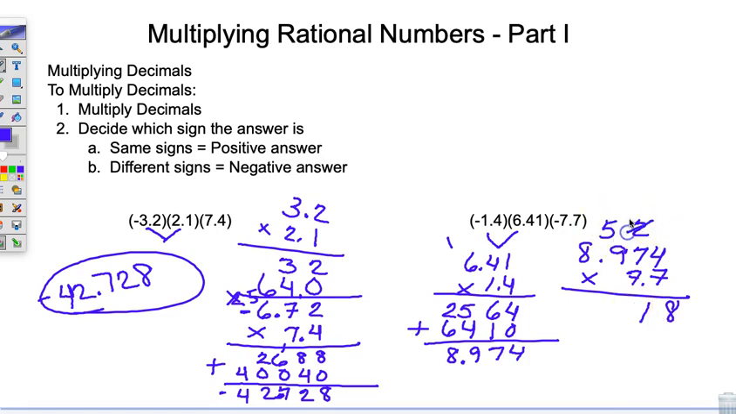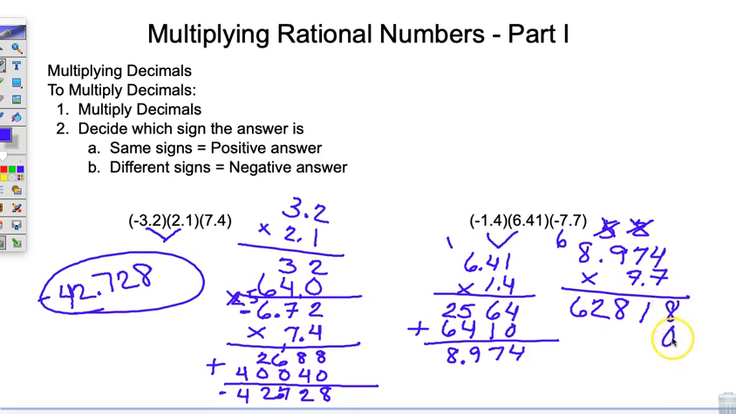Since I used that 2 already, I'm going to cross it out so I don't get confused later. 7 times 9 is 63, plus 5 more is 68. Cross that out, carry the 6. 7 times 8 is 56, plus 6 more is 62. So there's what I have so far, and now I'm going to move in one line item.